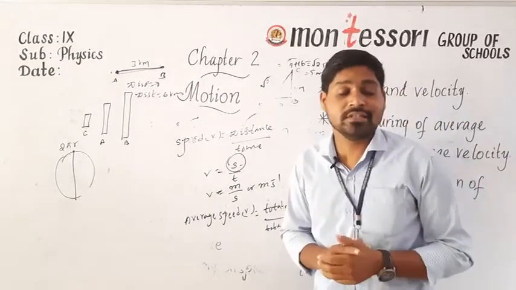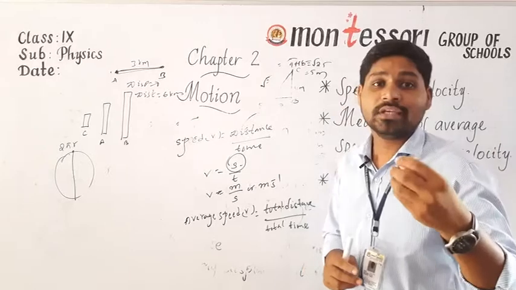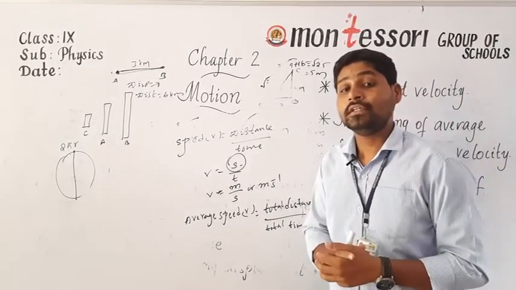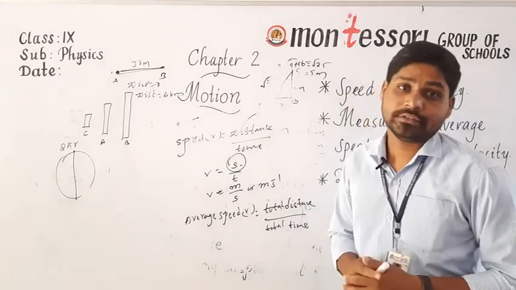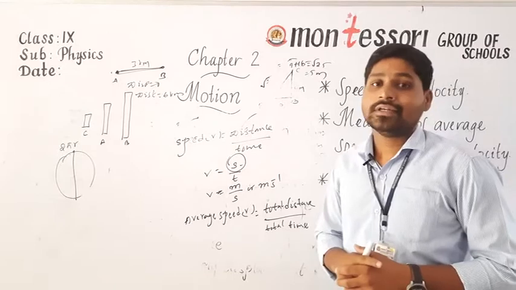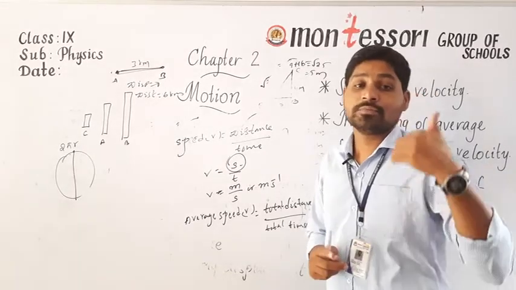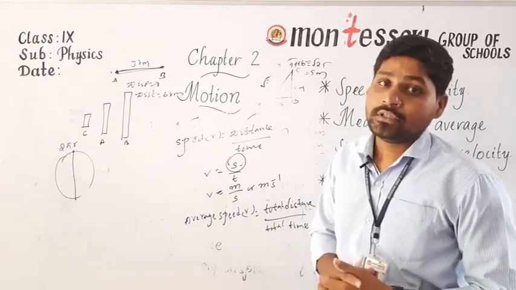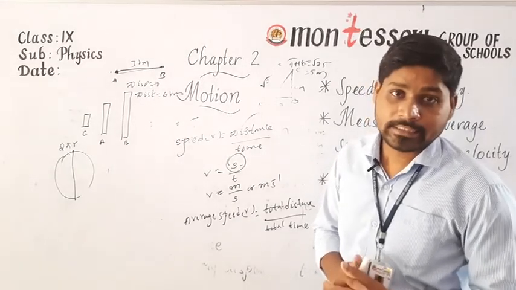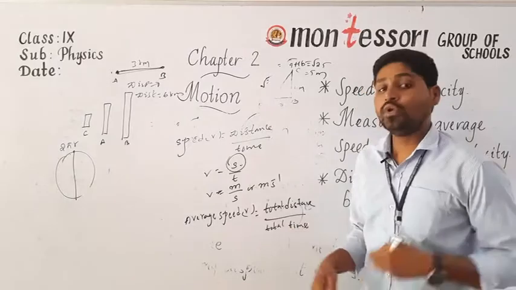How can we measure this instantaneous speed? By using a speedometer. Then how can we measure the distance traveled by the body? By using an odometer. By using an odometer we can measure the distance traveled by the body. By using a speedometer we can measure the instantaneous speed of the body. Is it clear? Fine.